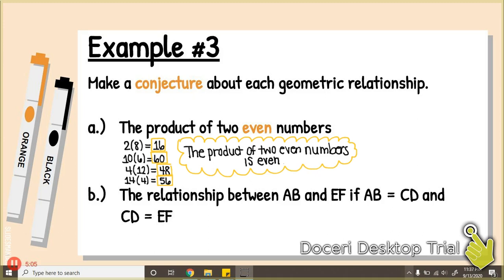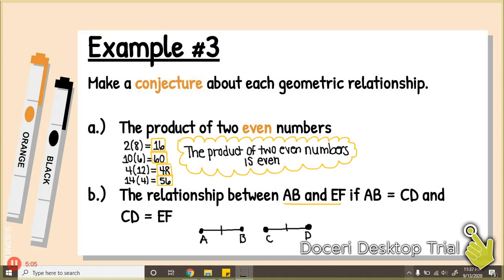Part B says the relationship between A, B, and E, F. So I want to make a conjecture about the relationship between A, B, and E, F. If I know that AB is equal to CD, so in other words, I have segment AB, it is the same exact length as segment CD. So notice those tick marks would indicate that those two segments are the same length.